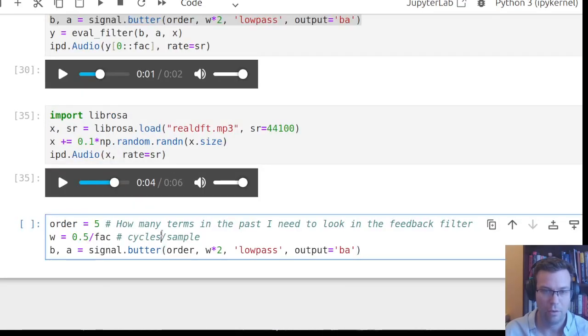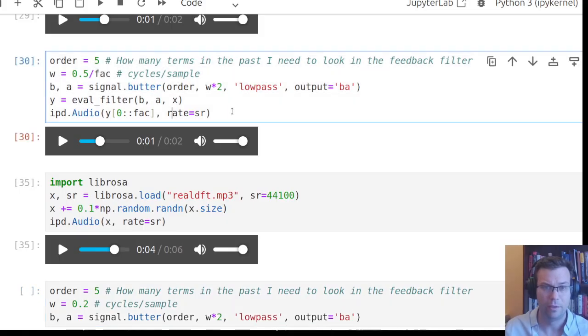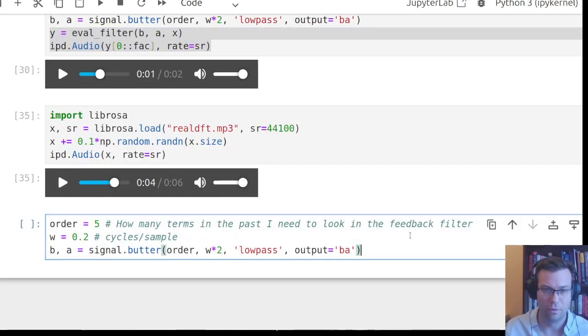So let me say, okay, I'll use an order 5. Maybe I'll make the cutoff frequency be 0.2. So I'm going to cut off some of the high frequency detail, but let me just listen to how it sounds.